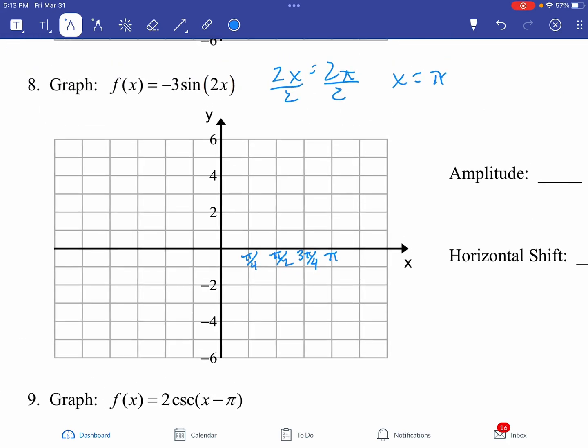There is no horizontal shift. Nothing is being added or subtracted inside the parentheses, so I can skip step 2. Step 3, find the first point. I have negative 3 times sine, which starts at 0, which gives me 0. I'm starting right here. Now using the amplitude to graph the rest of it. Amplitude is 3, but it's going to go down first, then up, then down. So here's my graph. That's what it looks like.